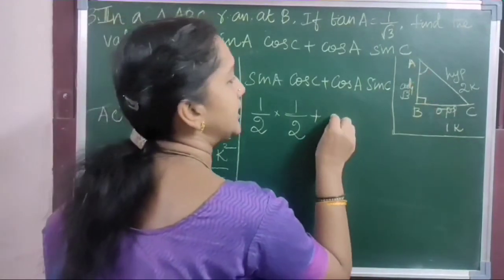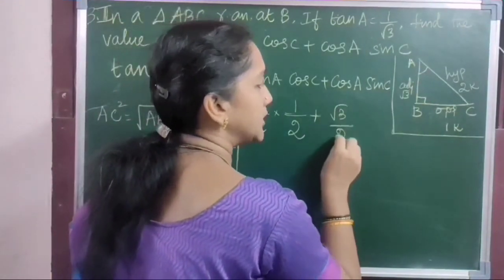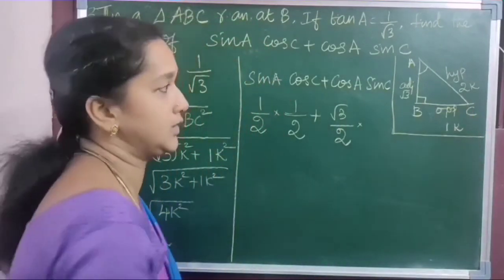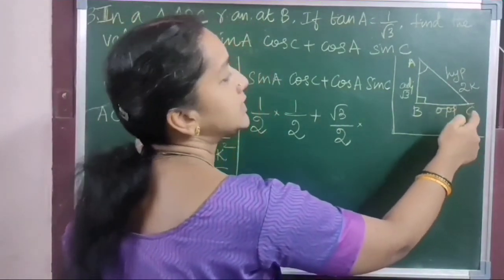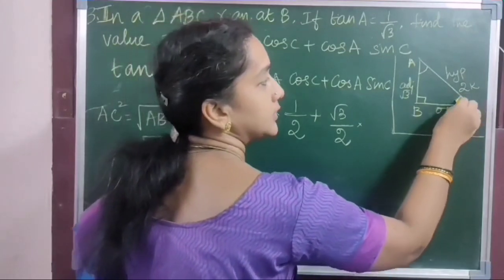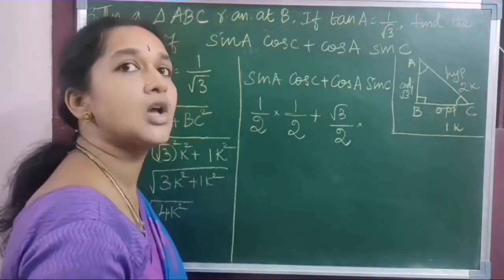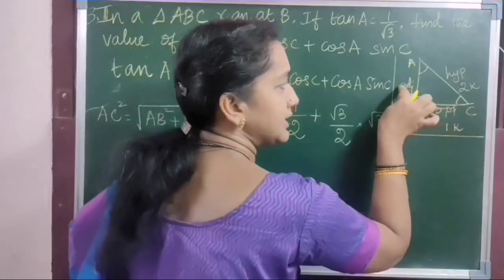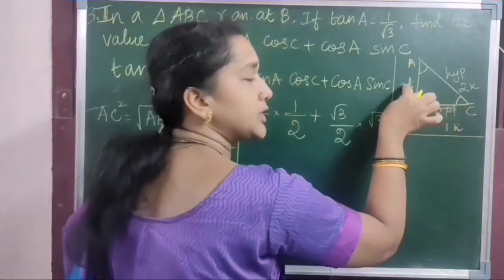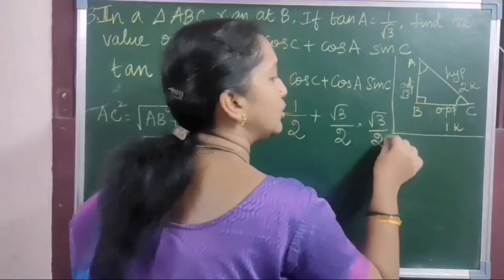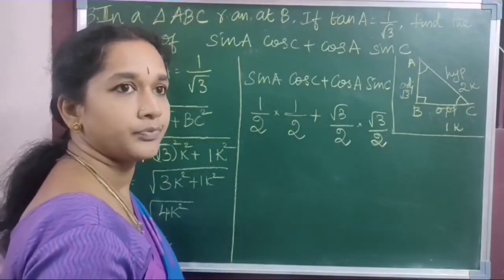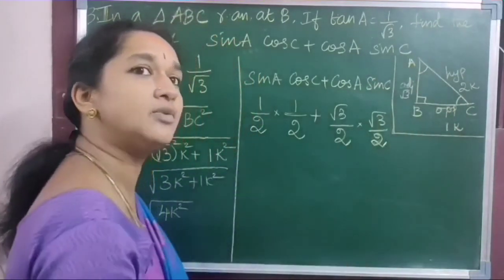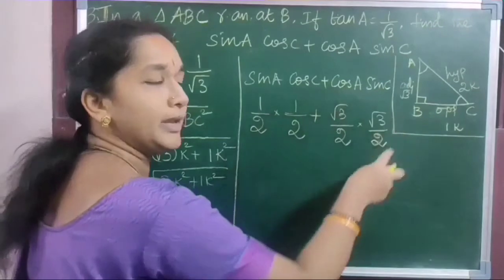So adjacent side is root 3, hypotenuse is 2, into sin C. For sin C it is opposite by hypotenuse. So the opposite side is this one, that is root 3 by 2. So depending upon the angle, opposite and adjacent will interchange. So you will be getting like this.